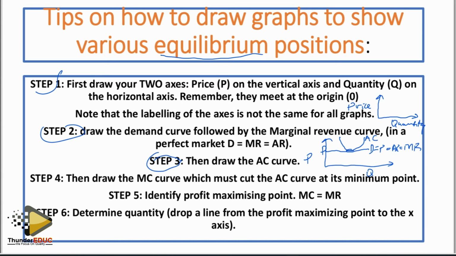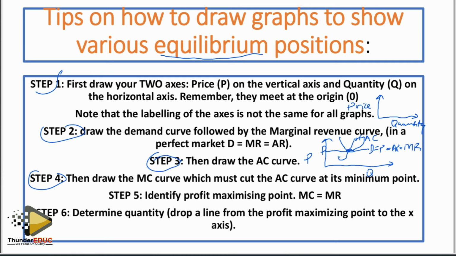Okay, right. So now we also have step 4. Step 4, they are saying that then draw the marginal cost curve, which must cut the average cost curve at its minimum point. So now this is the minimum point of the average cost curve. The marginal cost curve is going to be Nike shaped. So this is your marginal cost curve, where it cuts the average cost curve at its minimum point.